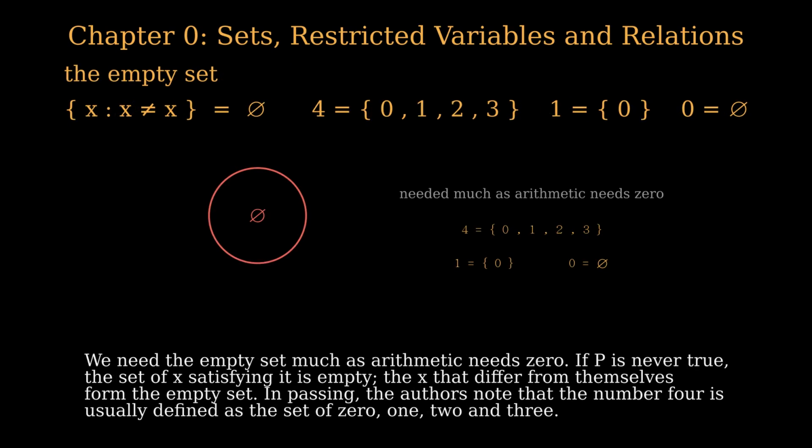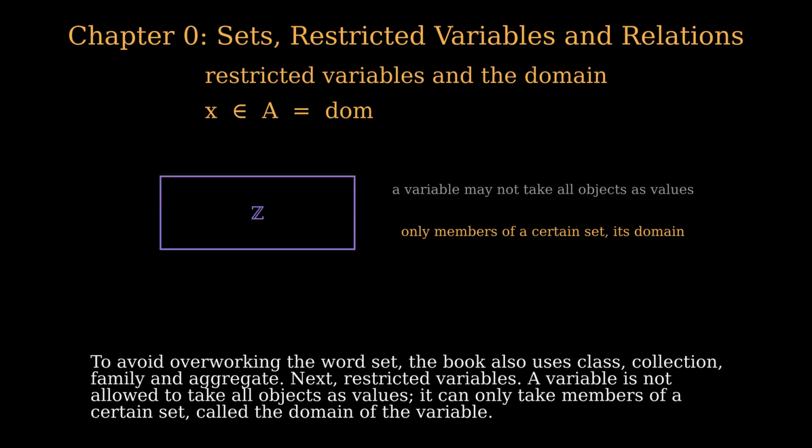We need the empty set much as arithmetic needs 0. If P is never true, the set of x satisfying it is empty. The x that differ from themselves form the empty set. In passing, the authors note that the number 4 is usually defined as the set of 0, 1, 2, and 3. To avoid overworking the word set, the book also uses class, collection, family, and aggregate.